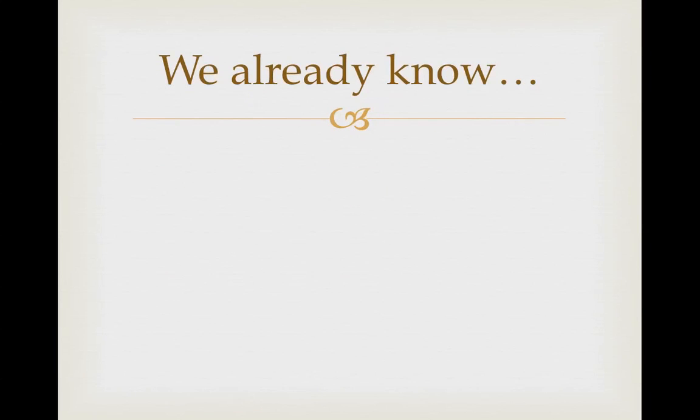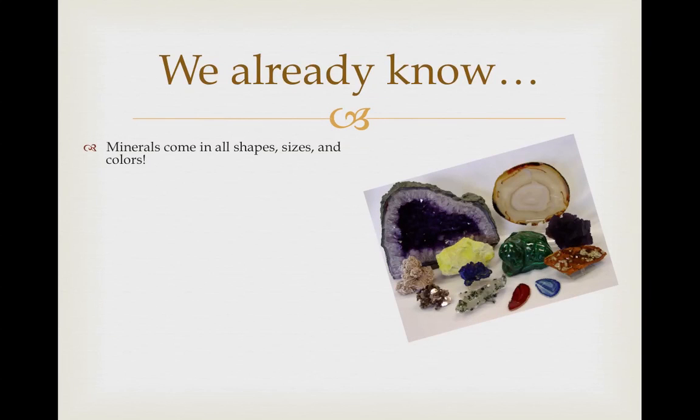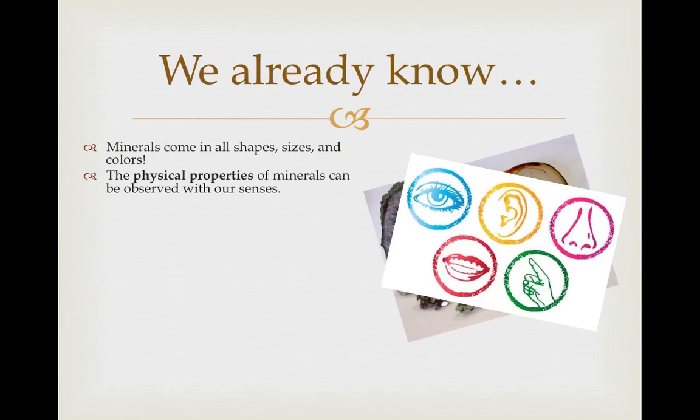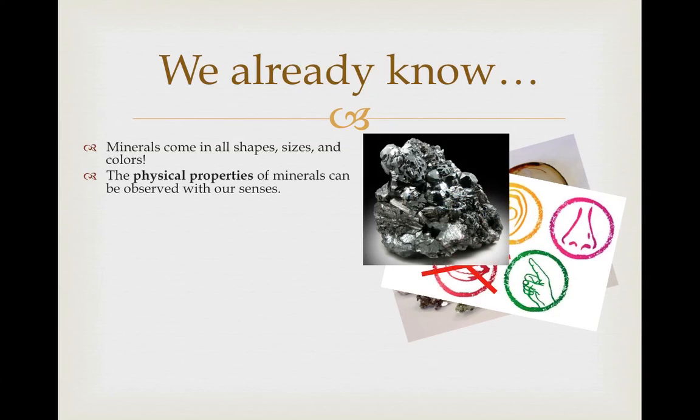Let's review what we already know. We know that minerals come in all shapes, sizes, and colors. In fact, there are over 4,000 minerals known on Earth today. The physical properties of minerals are the properties that can be observed with our senses. We are not using our sense of taste because that's dangerous and gross. We can use our senses to observe the physical properties of this mineral, for example.